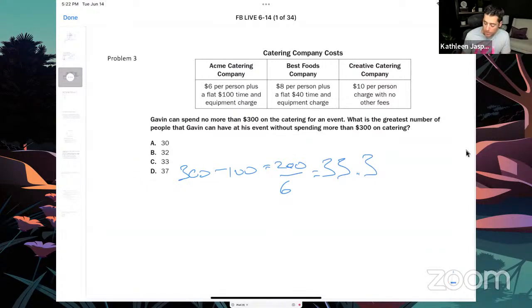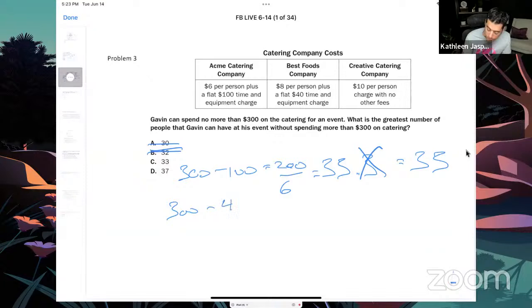Now, how many people can you serve if you come out to 33.3 as your number? You cannot have a fraction of a person. So always round down to the nearest whole number. So this equals 33 people. If he can do 33 people, we're looking for the greatest number I can do. Well, we know 32 and 30 are out. So right away with our answer choices, are we going to get up to 37? You can do it in your calculator, or you can do it on paper. I'm just doing it on paper so you can see it.